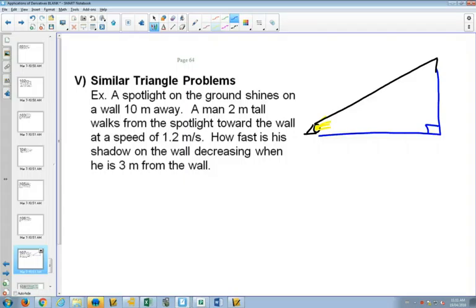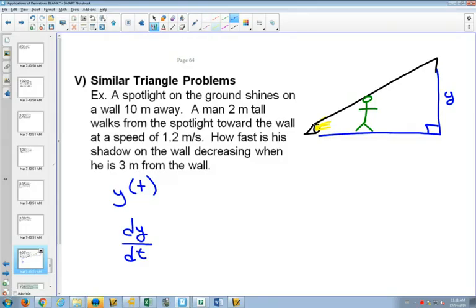Now we have a person who's walking away from the spotlight towards the wall, and we want to find out how fast the shadow on the wall is decreasing. So I'm going to call his shadow on the wall y. We know that y is a function of time, and we're trying to find dy/dt. So this is what we're trying to find.